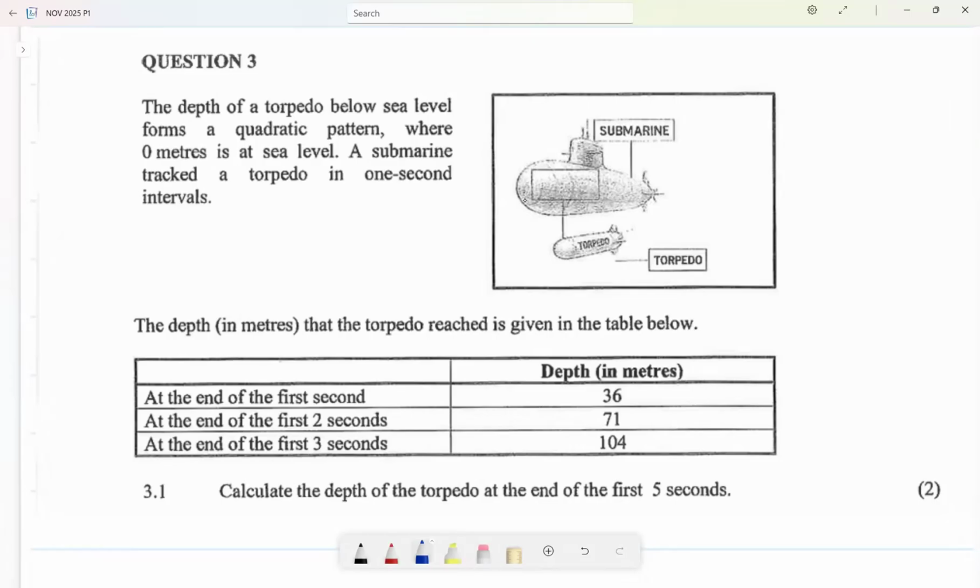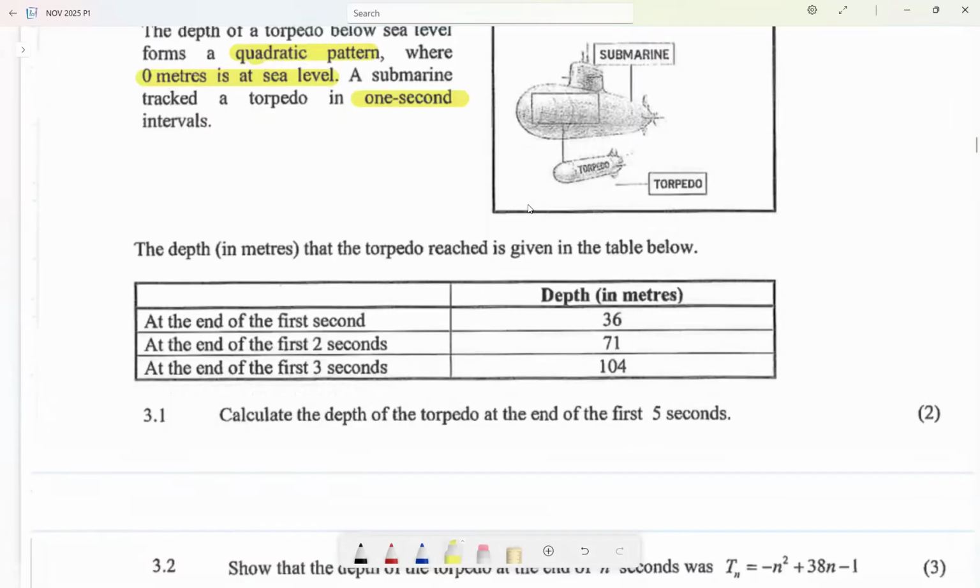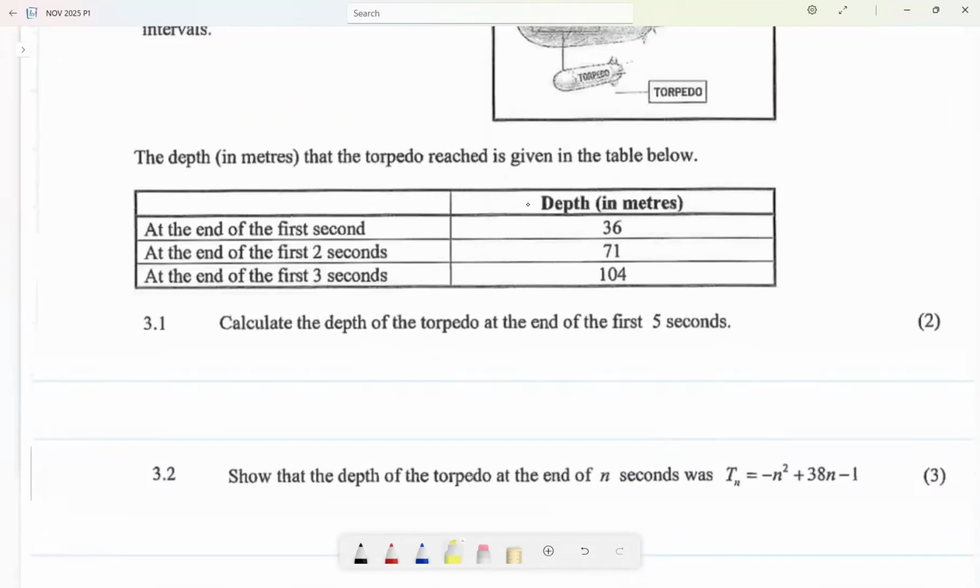Okay, let's look at question 2 now. So question 3 says the depth of a torpedo below sea level forms a quadratic pattern. Very important, where 0 meters is at sea level. A submarine tracked a torpedo in 1 second intervals. Then the depth in meters that the torpedo reached is given in the table below.